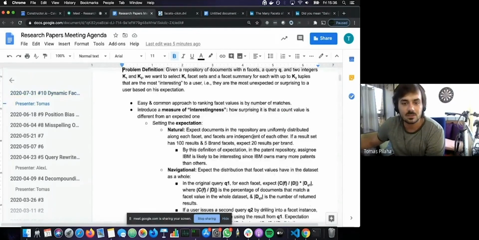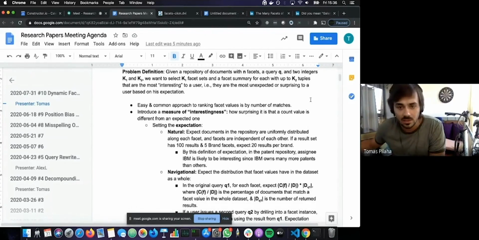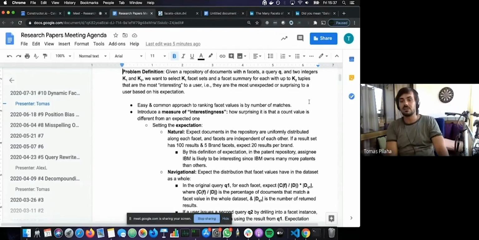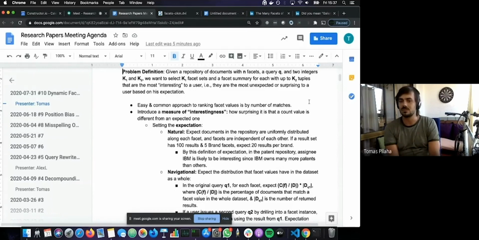Cool. So let's start with the problem definition of this problem of sorting facets. The easy and most common approach of ranking facet values is by the number of matches, like how many results in this result set match each facet. The number of matches doesn't necessarily correlate with what is most relevant to a particular search. So here we introduce a measure of interestingness.